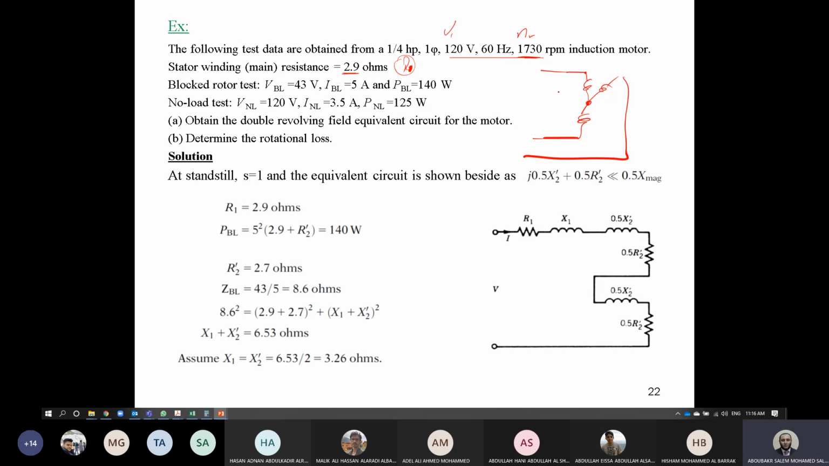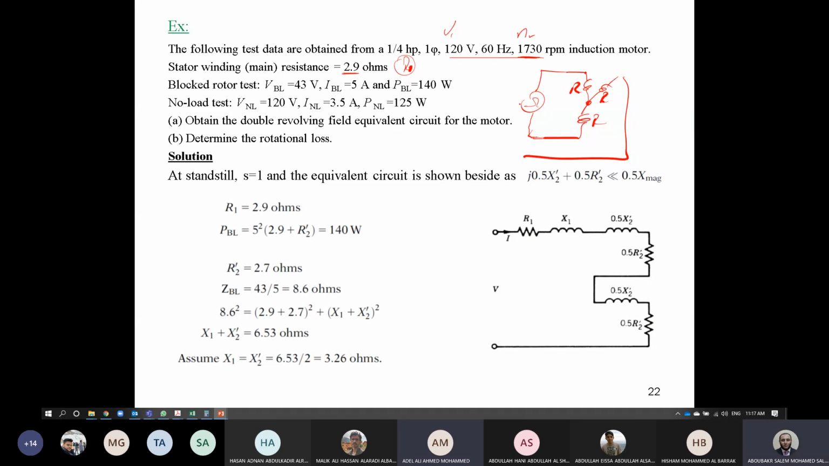If I use an ohm meter, I will connect the ohm meter between two phases like that. This is the ohm meter, okay? So what will be the value of R1? Assume this is R. What will be the value of R1? The reading over 2. Exactly.